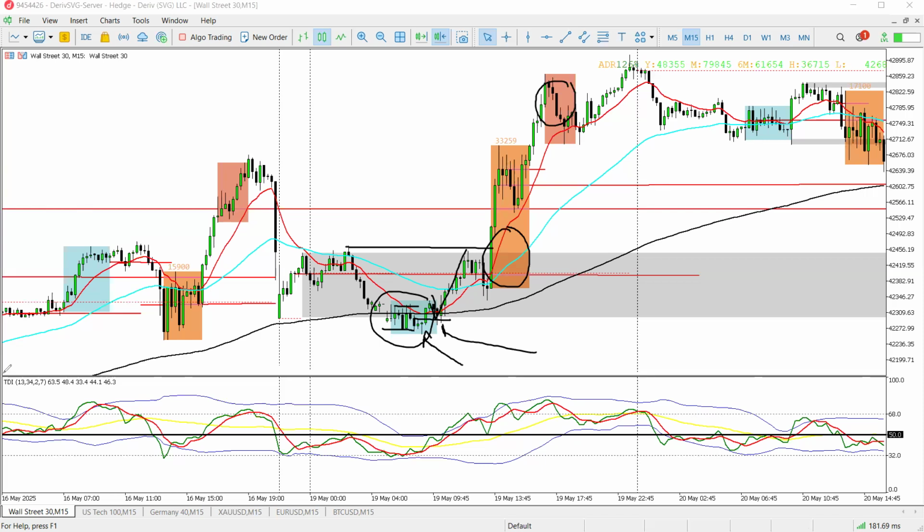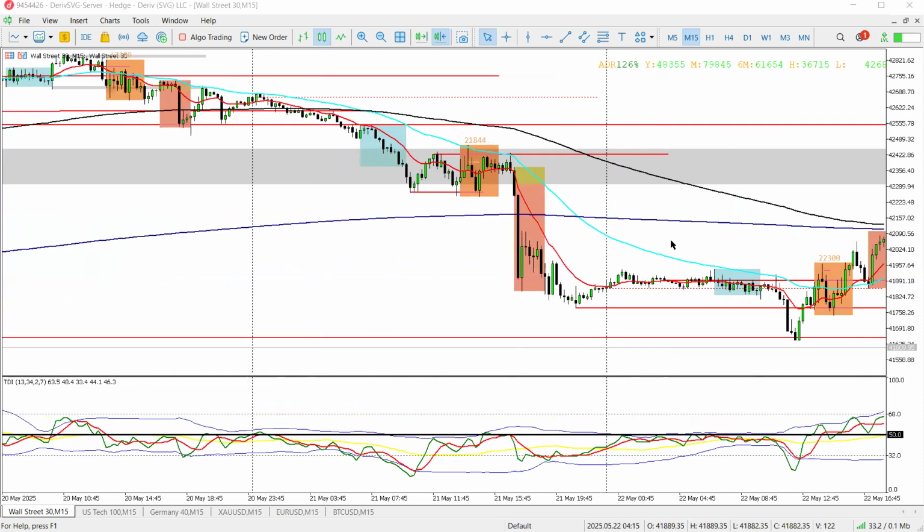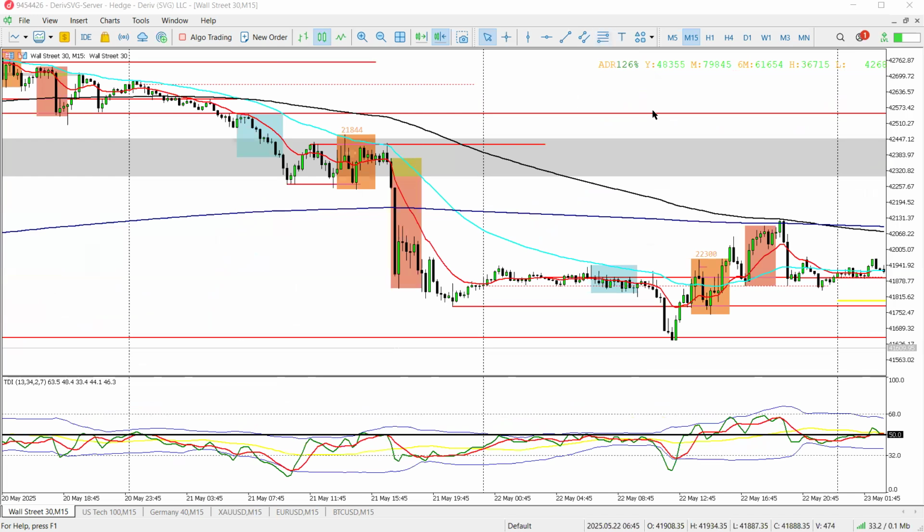So it's all about understanding what your price is doing. If you've got anything familiar, you can execute. If there's nothing familiar, there's no need for you to force trades, right?